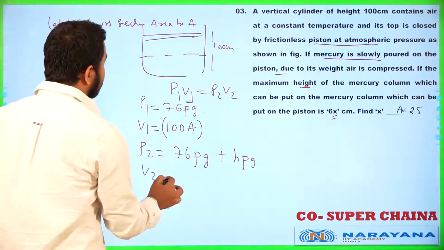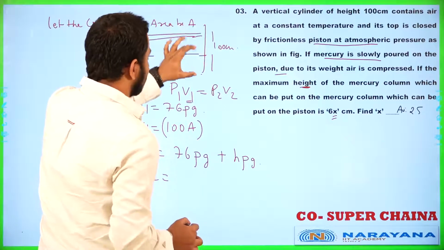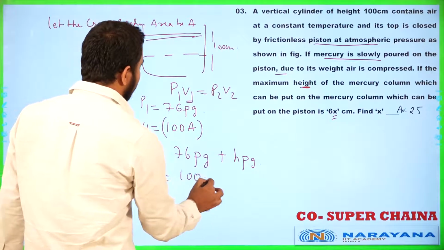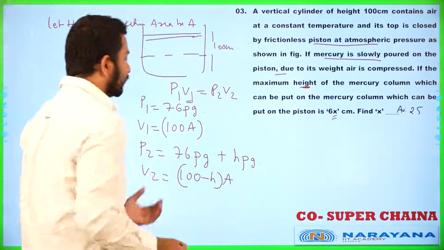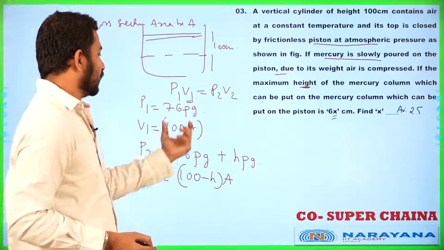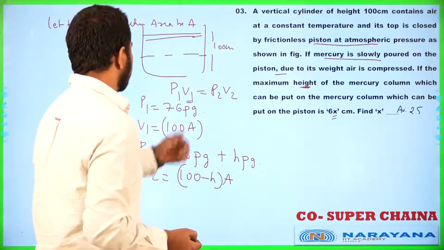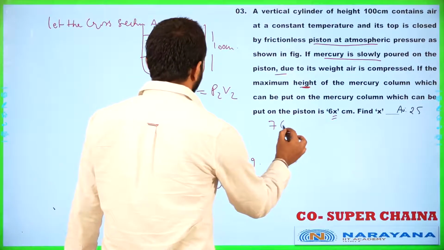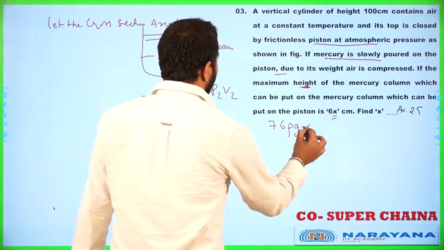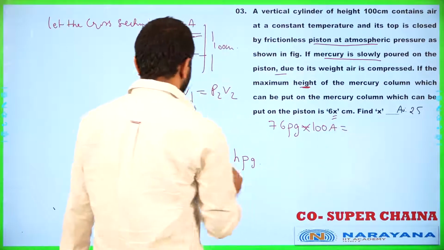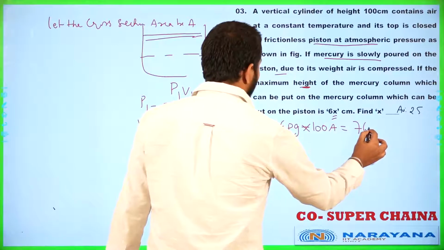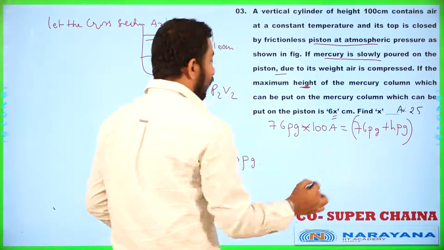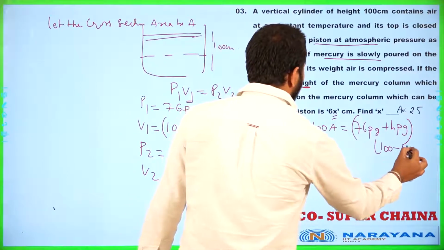Now V2 I can write here. From this total 100 height, this h height will change. So V2 I'll write as 100 minus h into A. This is the value of V2 which I'll get. Now I can equate the P1 V1 and P2 V2, student. If you equate P1 V1 and P2 V2, what you can write? You can write 76 rho g into 100 A will be equal to 76 rho g plus h rho g into 100 minus h into A.